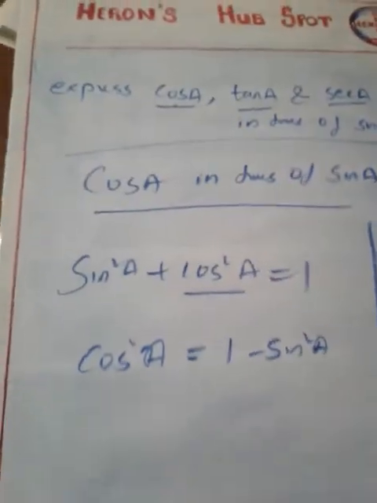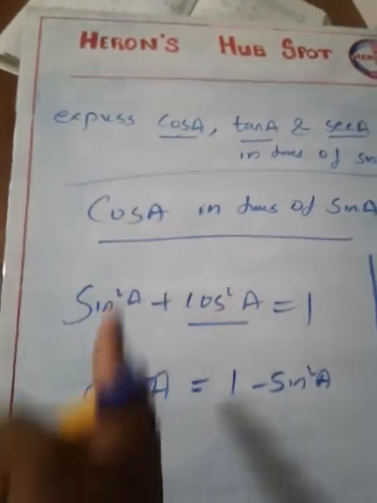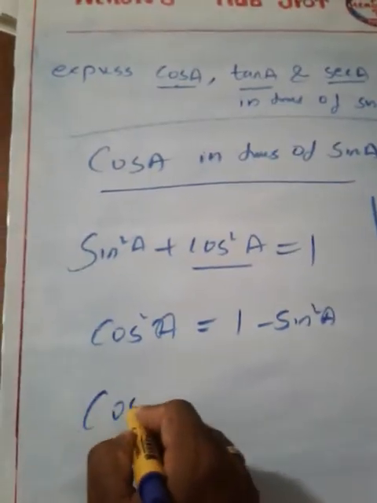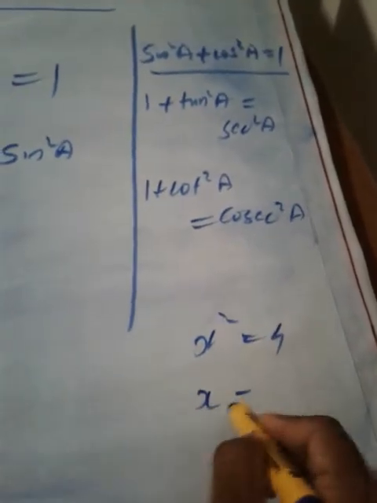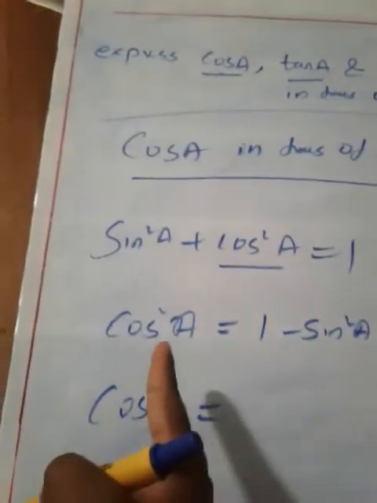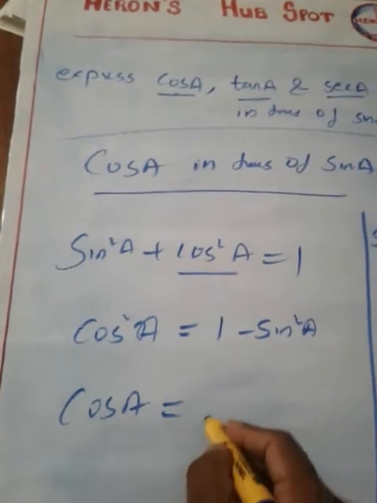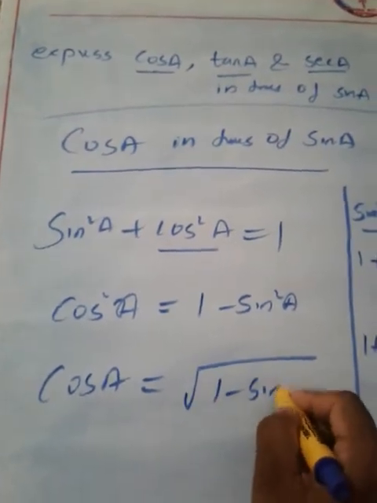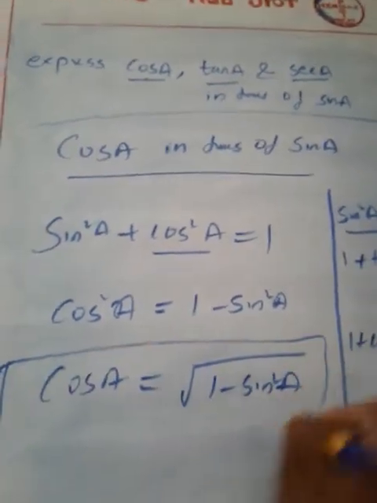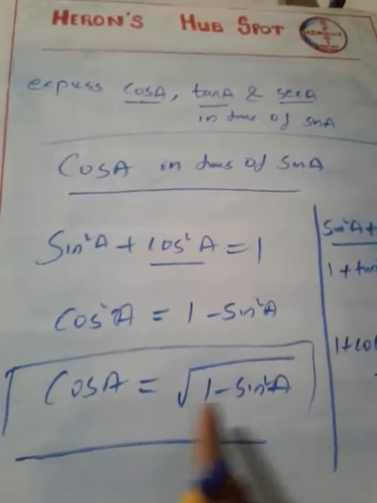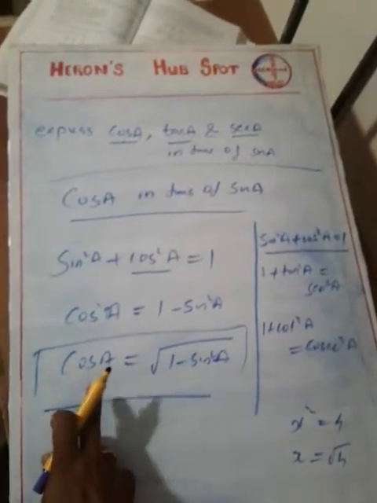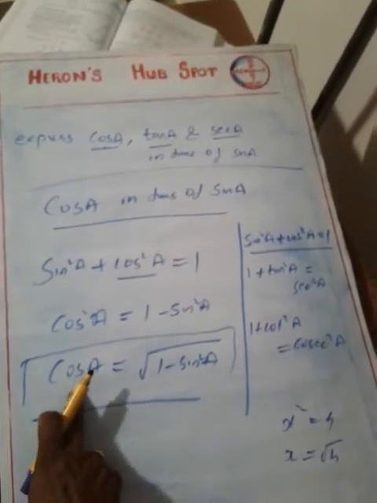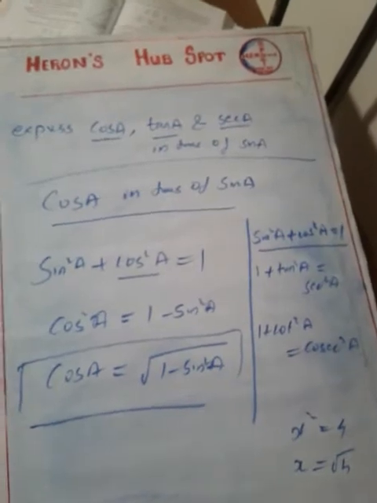You may have understood. And we have to find an expression for cos A, not for cos square A. So what is cos A? You know, if x square is equal to 4, what will be x? Root 4, no? In that way, if cos square A is equal to 1 minus sin square A, cos A will be root of 1 minus sin square A. And this is the expression for cos A in terms of sin A. You may have understood. Now we have expressed cos A in terms of sin A.